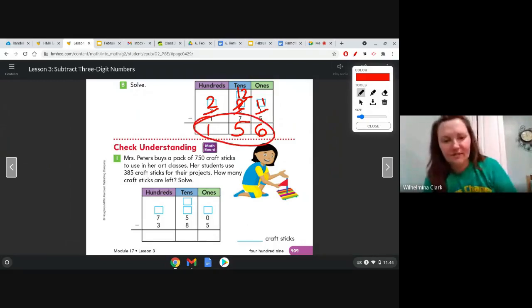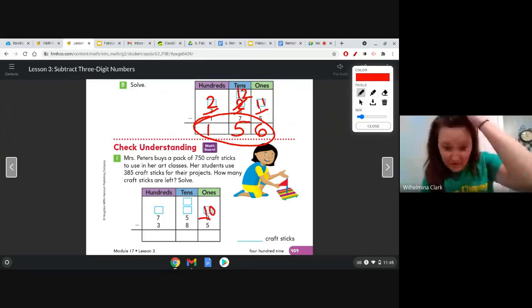All right, so checking understanding. Mrs. Peters buys a pack of 750 craft sticks to use in her art classes. Her students use 385 craft sticks for their projects. How many craft sticks are left? Solve. All right, so 0 minus 5, we can't do that. So we have to add a 10 to that. So 10 minus 5.